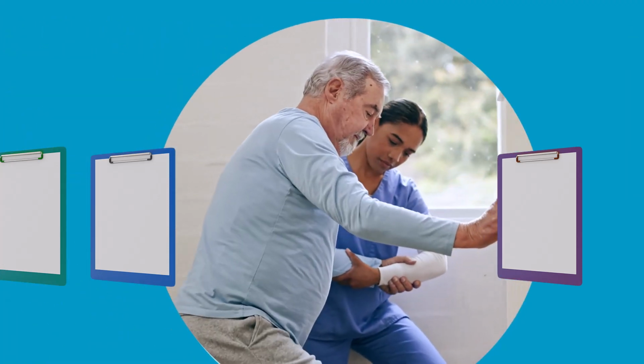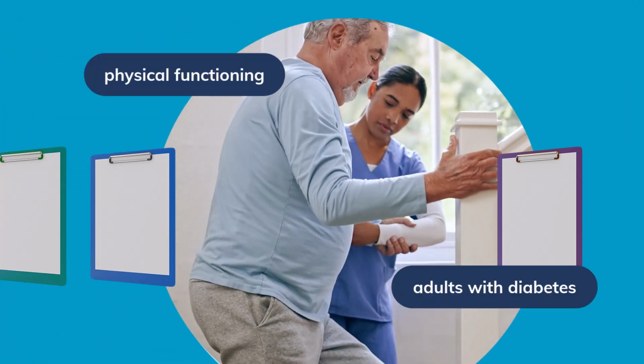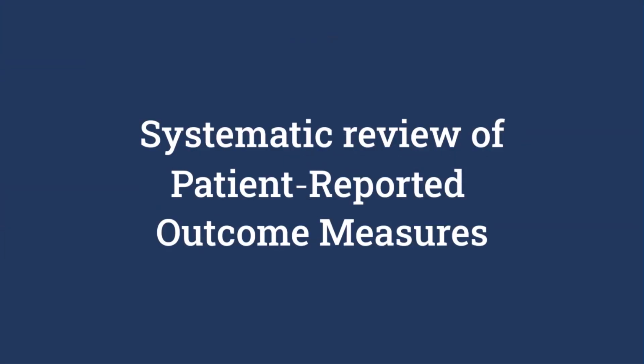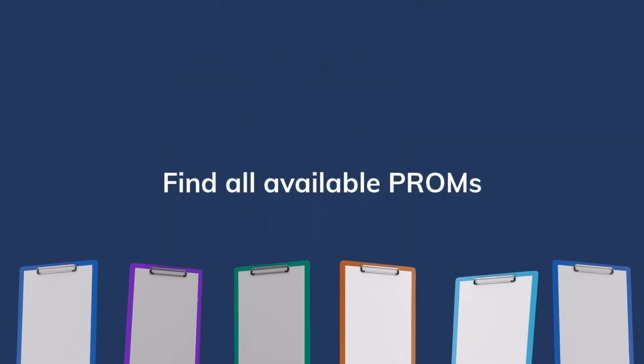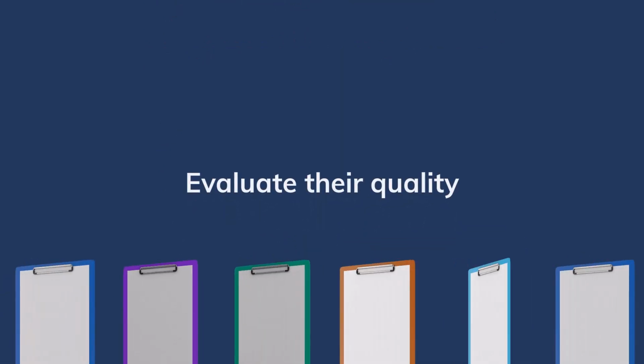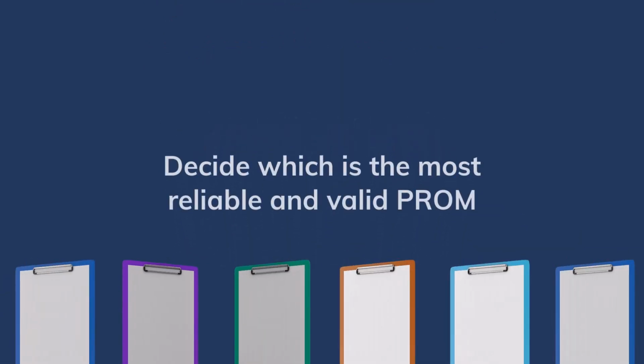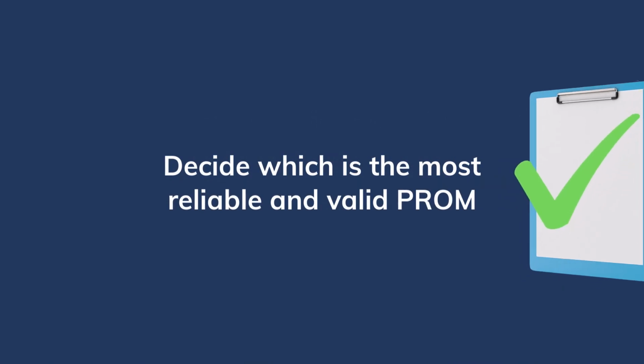So how do you select the most suitable PROM for your construct and population? A systematic review of PROMs is a great way to find the right instrument. This review helps you to find all available PROMs, evaluate their quality, and decide which is the most reliable and valid PROM for your research. If a high-quality review is not available, you can conduct a systematic review yourself.